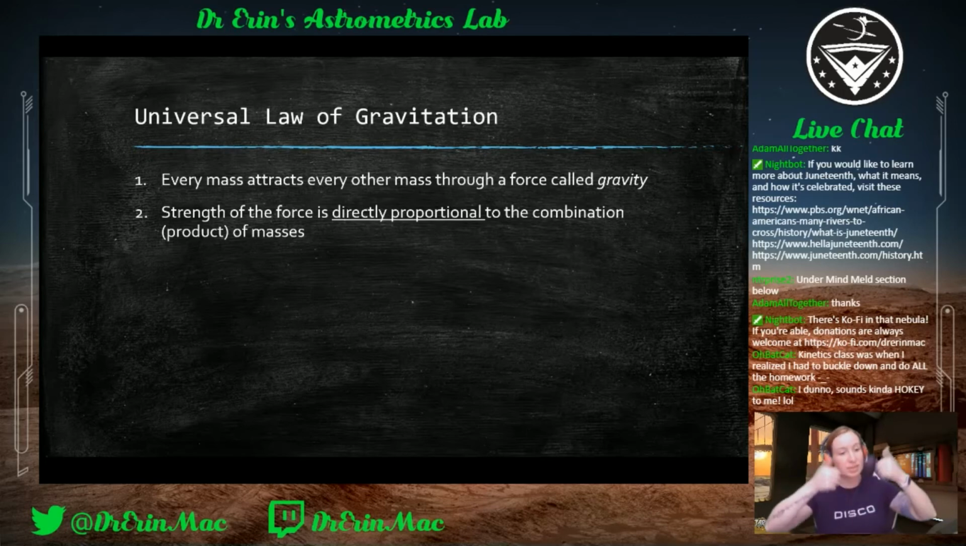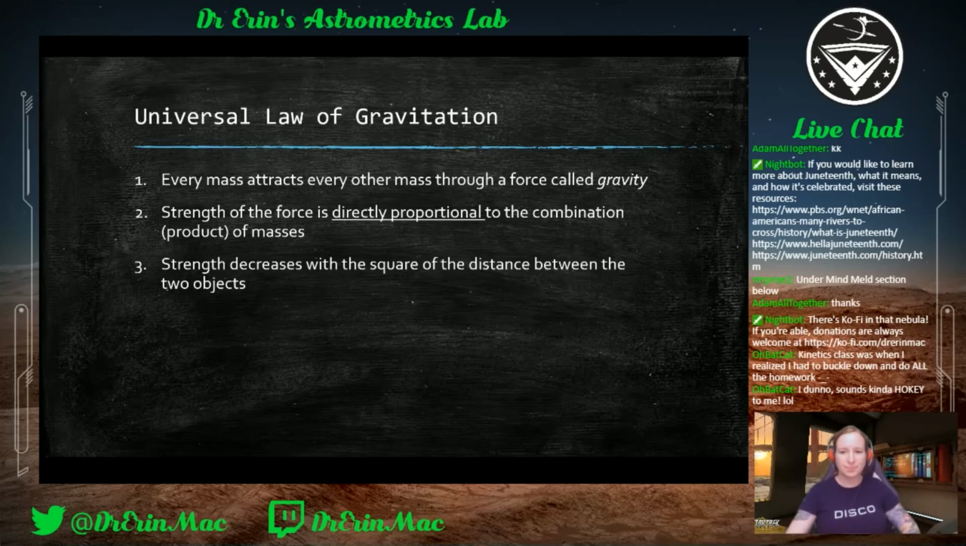So it's directly proportional. You change the mass, the force of gravity is going to change. The strength goes down by the square of the distance, how far apart these two objects are. If they're this far apart, they're feeling a force of gravity. If you double that distance, then it's going to go down by a factor of 4. Double 2, square that, so it's down by 4.